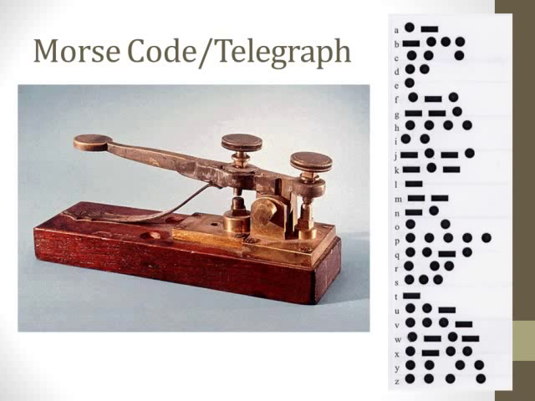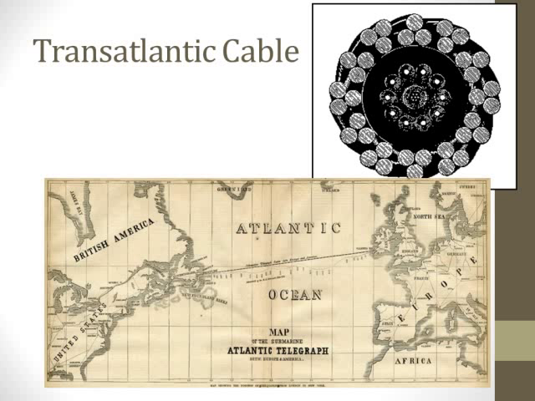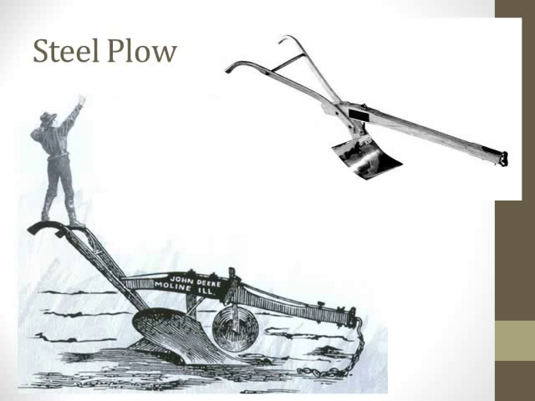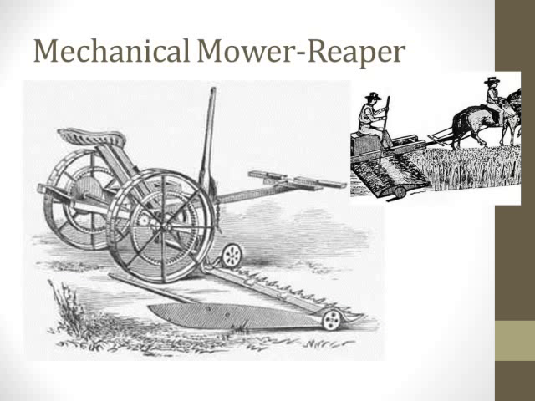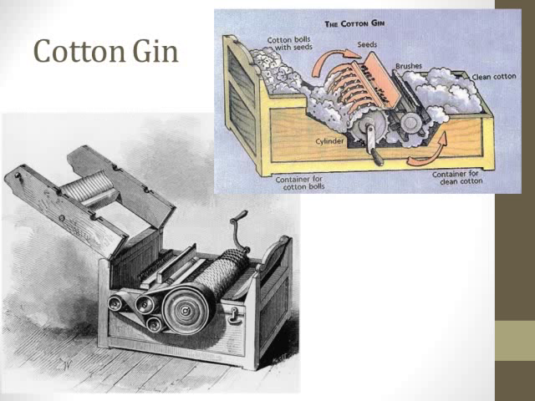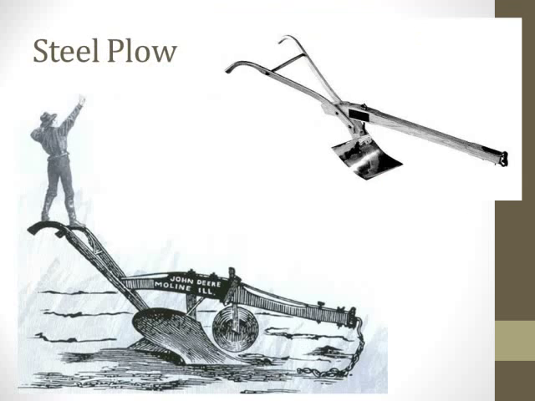Agricultural improvement, steel plow might be on your final. So you should know the steel plow and John Deere, mechanical mower, reaper, cotton gin, definitely on your final. But the other two are just helping people farm, right? That's pretty easy. This one, cotton gin, what did it do? It revived slavery. You should know about that.